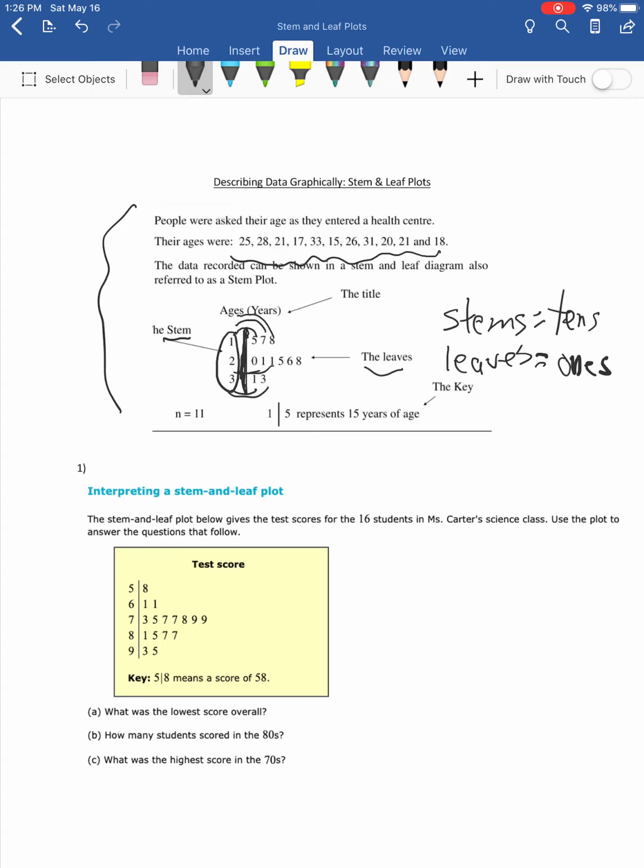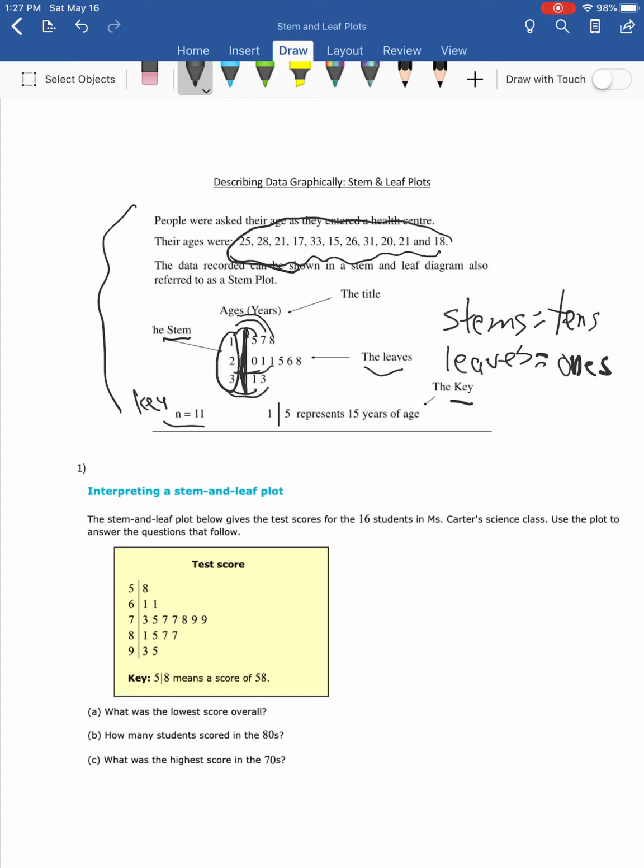And most of the time in a stem and leaf plot, you'll have a key. And by the way, this n equals 11 means that there are 11 people total that were asked their age, and is your sample size. So 11 people were sampled that were asked their age.